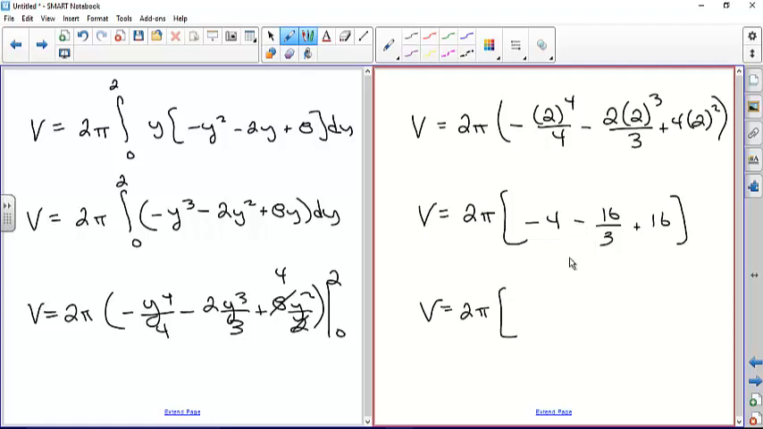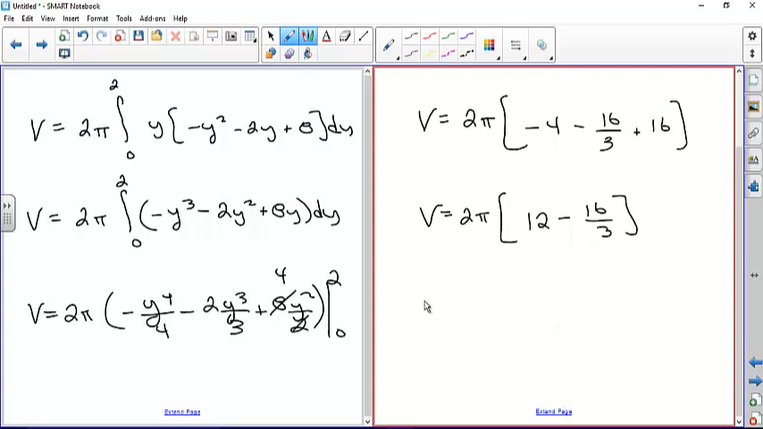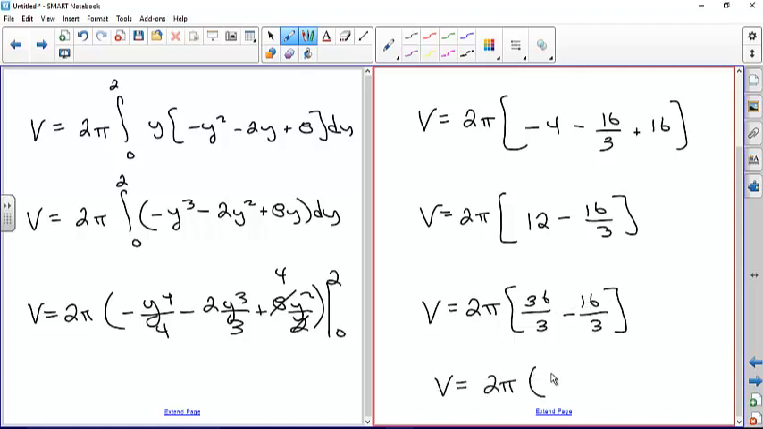Now let's just go ahead and, well, we could take 16 minus 4 is 12. So you get 12 minus 16 thirds, and then we'll make it in terms of thirds. So we get 12 is 36 thirds. Subtract 16 thirds. So you get 2 pi times 20 thirds. So 36 minus 16 is 20. 20 times 2 is 40, so we get 40 pi divided by 3, which is the right answer.